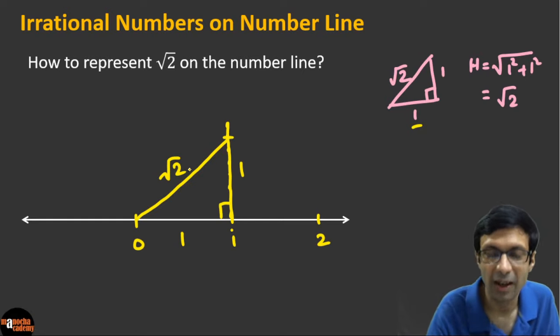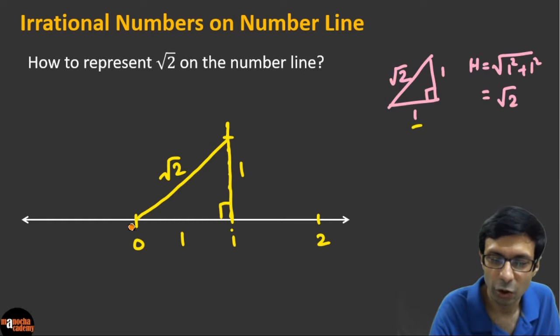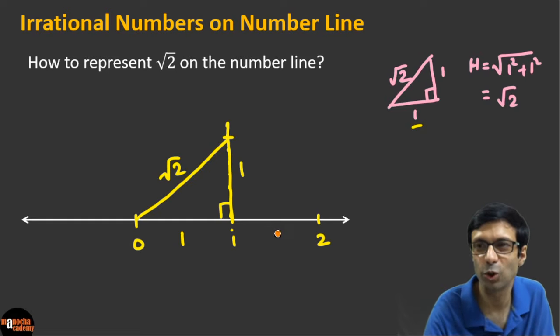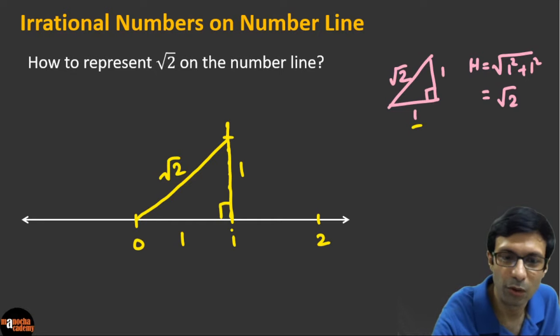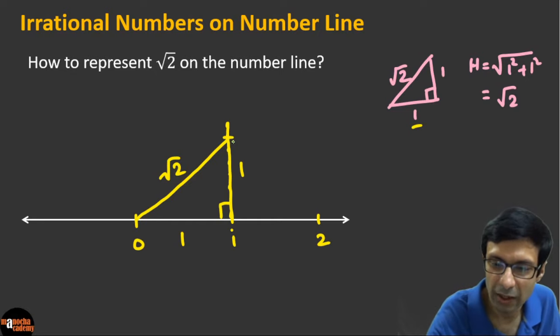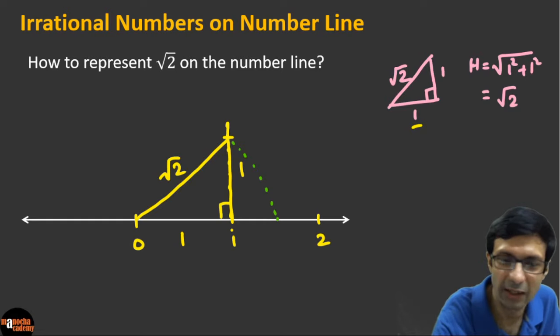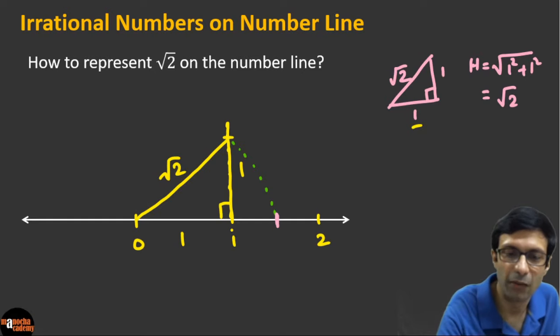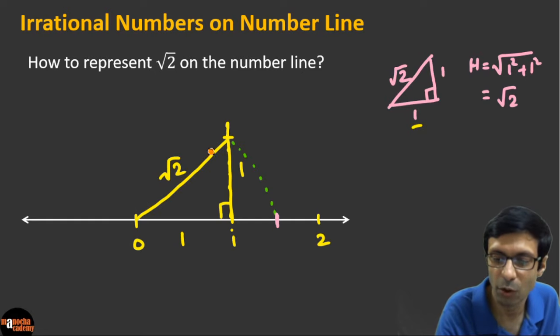Using geometry. And now the important trick is, you put your compass at point O, with the compass opened to this length root 2, and you draw this arc, right? You know it's going to fall close to 1.4. So if we complete this arc here, let's say we draw the arc something like this, right? And so this point is where you put the compass at this zero and draw this arc.